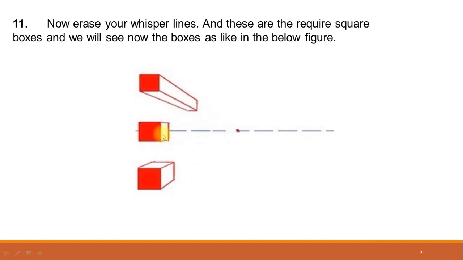We see only one side of the square which lies on the horizontal line, two sides of the square below the horizontal line, and similarly we will see these two lines of the square which lies above the horizontal line.